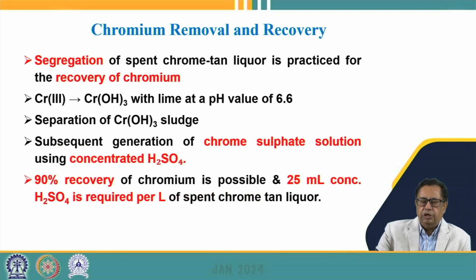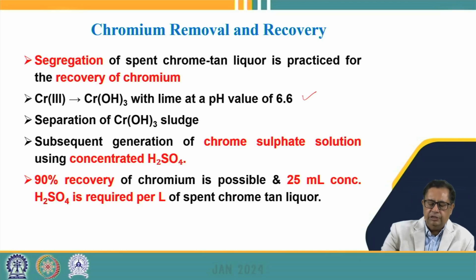But it is very important that we segregate the chrome tan liquor and then try to recover the chromium from it, because the chromium is highly toxic and it is also quite costly. So it is better that we segregate the chromium from the chrome tan liquor. Here, we add lime to it so that the pH may be raised beyond 6.6 or so, and then the chromium 3 salts which are present in the wastewater may be precipitated as chromium hydroxide and settle down as a sludge.